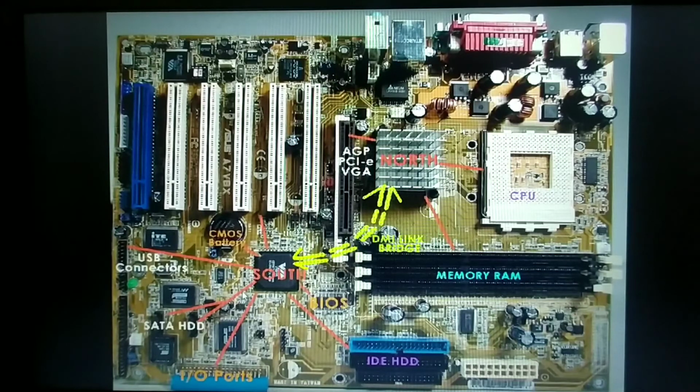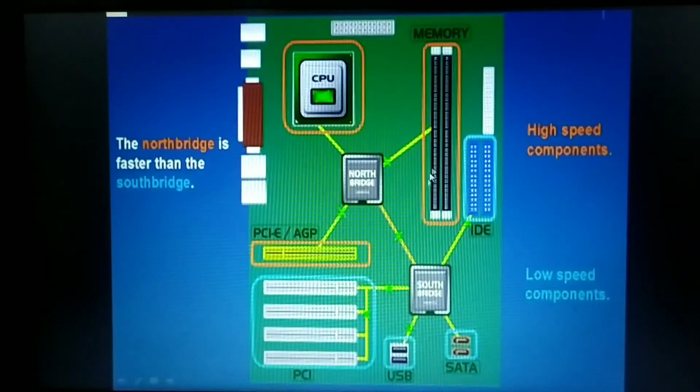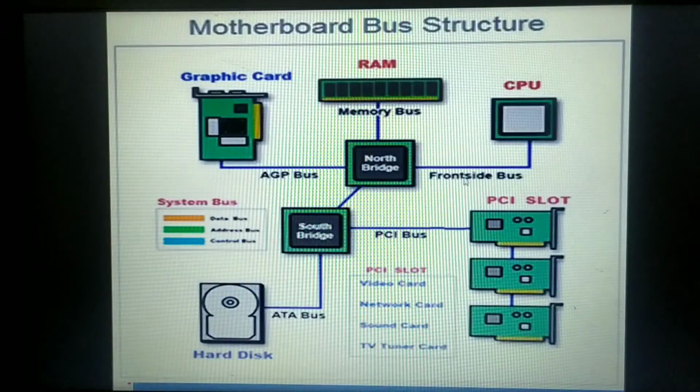PCIe is the express slot, okay. And the south bridge is also connected to the USB connectors, the SATA connectors, and also the input-output ports. So whenever the CPU has to communicate with the lower components, it has to pass the data to the north bridge by using the front side bus. I have shown this, right? If it is here, it is using the FSB, right?